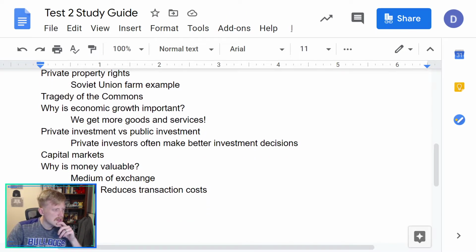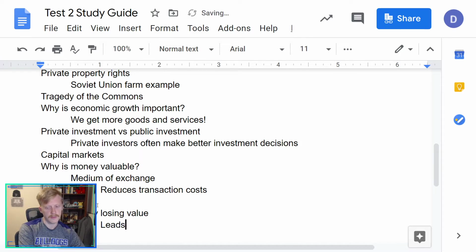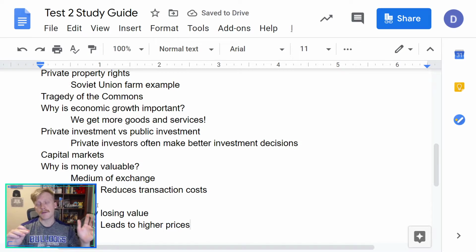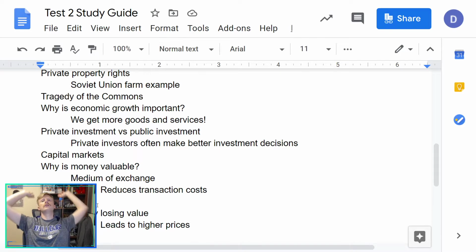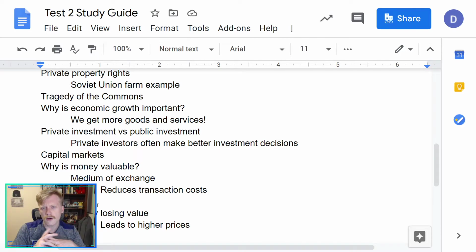Inflation. So know what inflation is, right? Which is money losing value. Okay, and this leads to higher prices. And of course, if this is happening very quickly, if prices are increasing very, very quickly, then it becomes very, very hard for people to trade. I'm going to be afraid to accept someone's money if I feel that money is going to totally lose its value, and I'm not going to be able to buy anything with it later on.